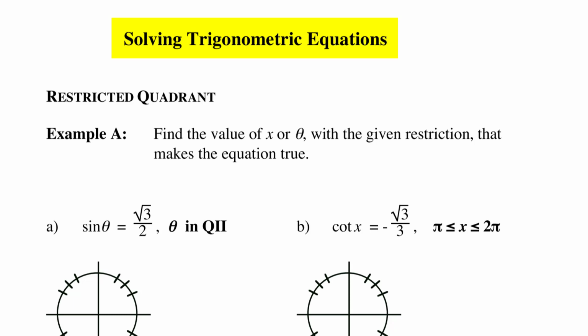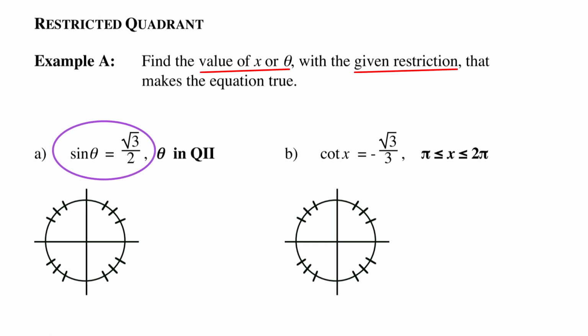So we're going to start with kind of an introduction to what happens when we find values of x or theta when we have some given restrictions, such as in part A, find theta when the sine of theta is square root of 3 over 2 and theta is in quadrant 2. First of all, we know that sine of theta is square root of 3 over 2 at 60 degrees. So we can say that theta hat is 60 degrees. In quadrant 2, that means 120 degrees. So theta equals 120 degrees.